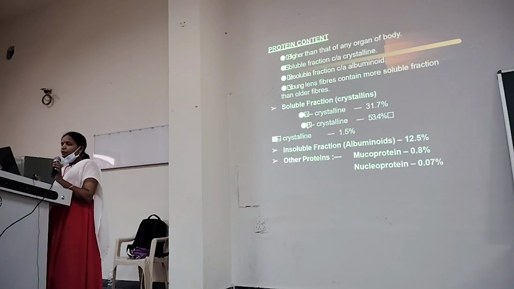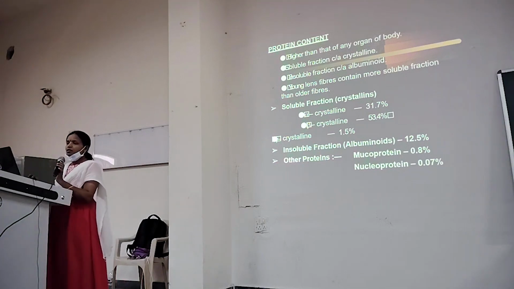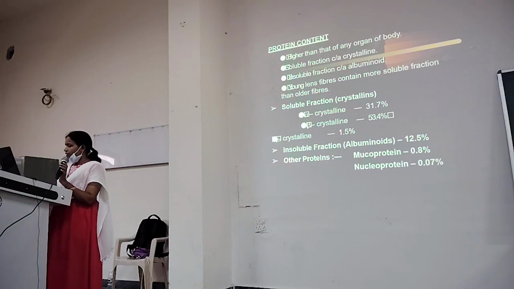So in protein content, the lens is the organ with the highest protein content. It has a soluble portion and insoluble proteins. Soluble proteins are also known as crystallins, and they form the major portion of the protein in the lens. Insoluble proteins are composed only of albuminoid, and are present in a very small amount at a younger age.